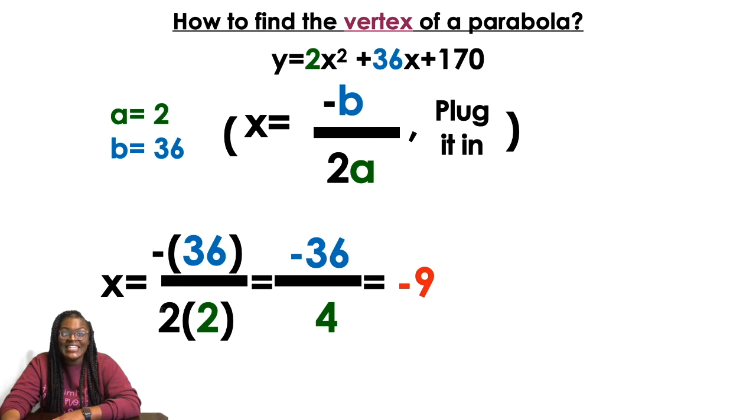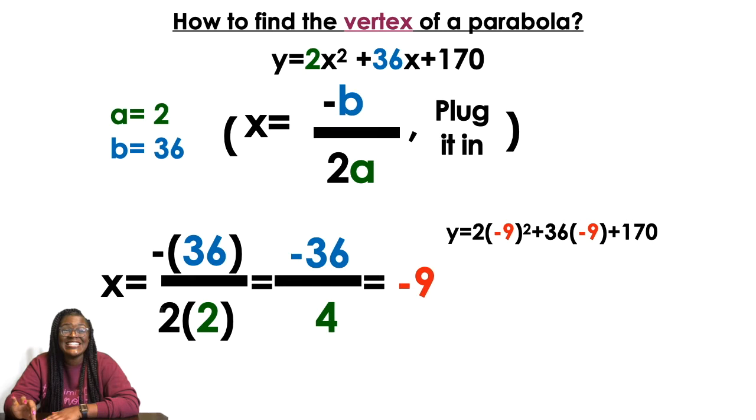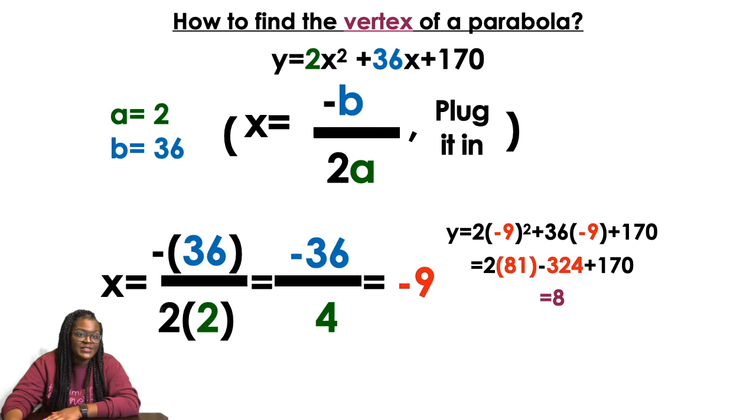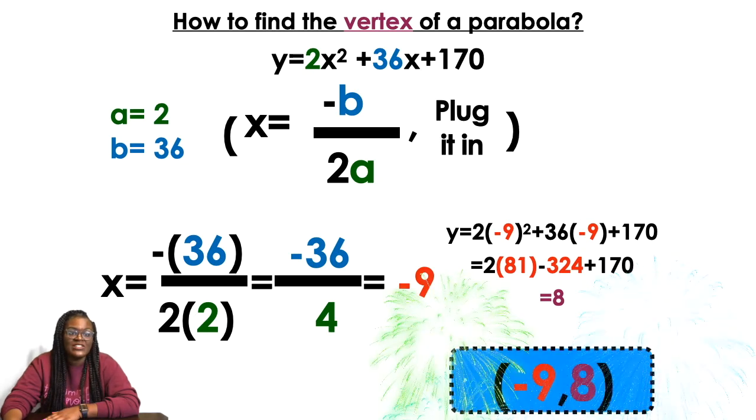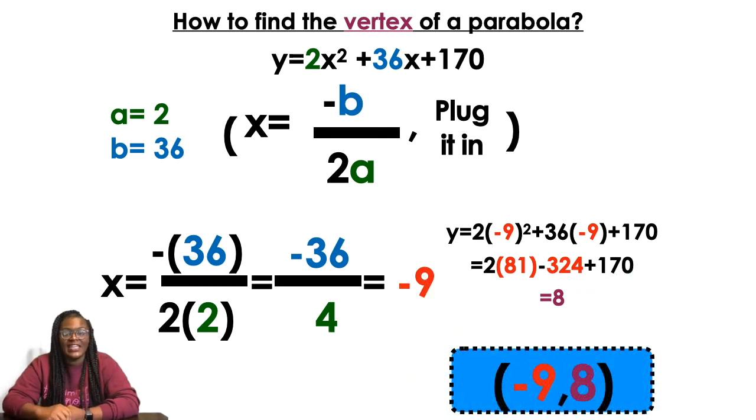Okay, now that I have negative 9, I am going to what? Plug it in! Great. So into my original equation, instead of using x's, I'm going to use negative 9. And we're going to follow PEMDAS. Exponents first, then multiplication, then addition and subtraction from left to right. So my final answer is negative 9, 8. Yeah!